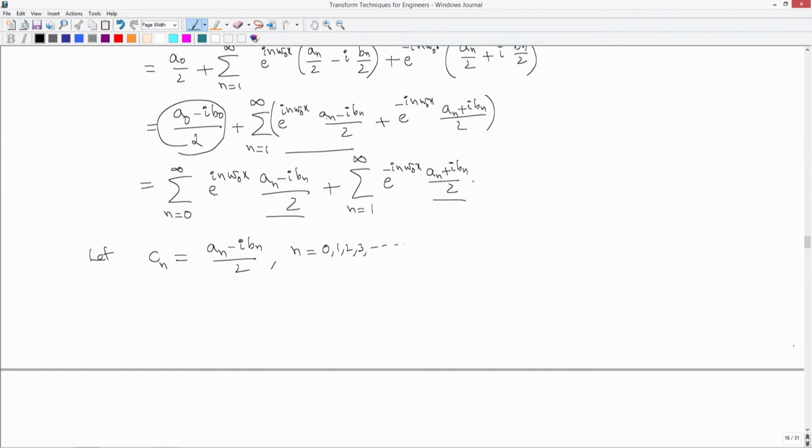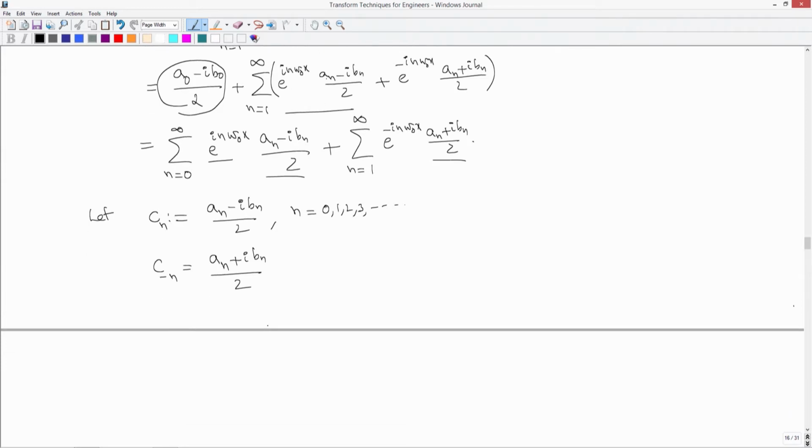Cn is the coefficient of the exponential e to the power i n omega naught x. If you define it like this, then C minus n will come from the second sum. You can see that it is going to be (An plus i Bn)/2. This is how I defined Cn's, with n running from 0 to infinity, and this coefficient I define as C minus n, which runs from 1 to infinity and so on.